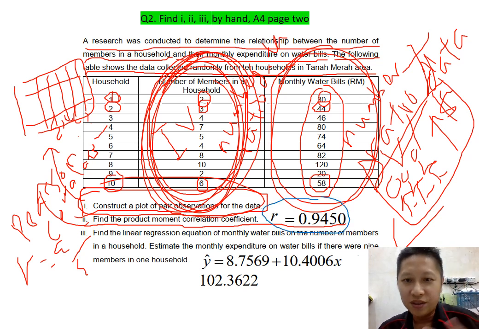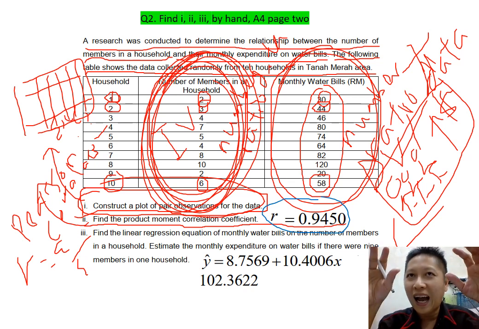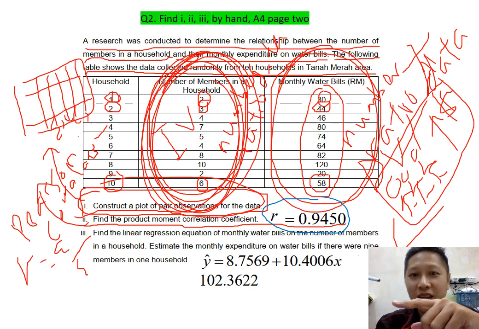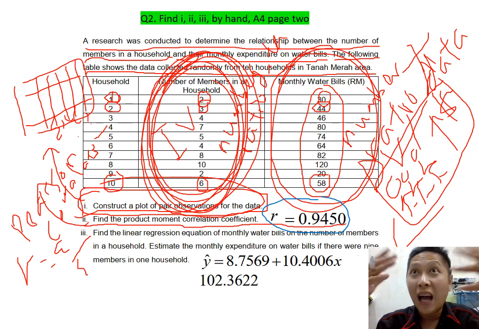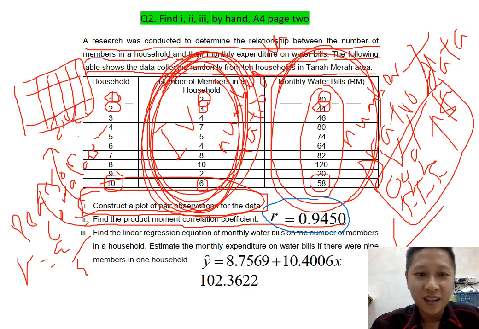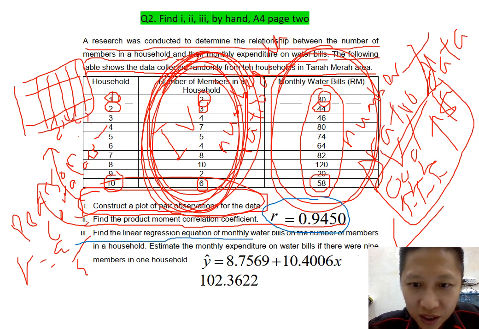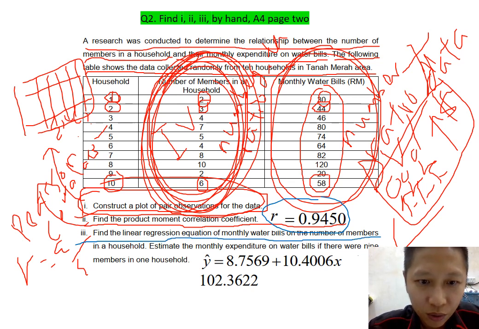R equals 0.9450. It seems that this is close to 1, or to say that it is a highly correlated value here, or to say there is a very, very strong correlation between the household members and the water bill. It means that if I have 59 people staying inside one house, we're going to have a very expensive water bill.